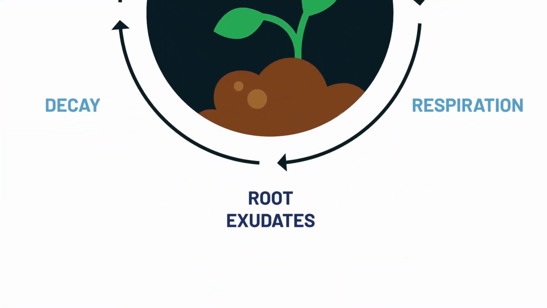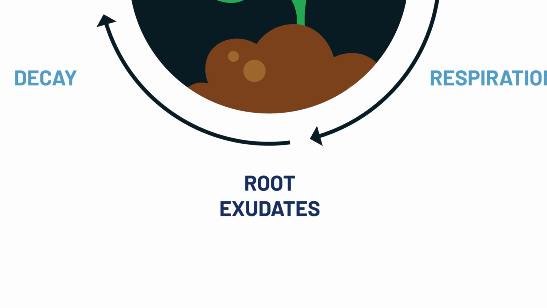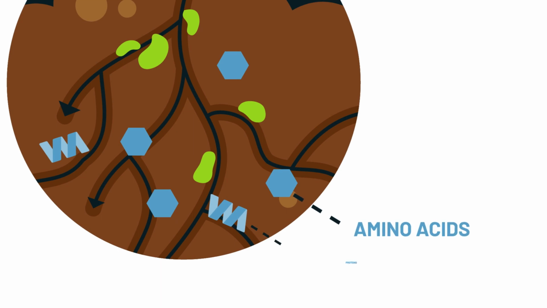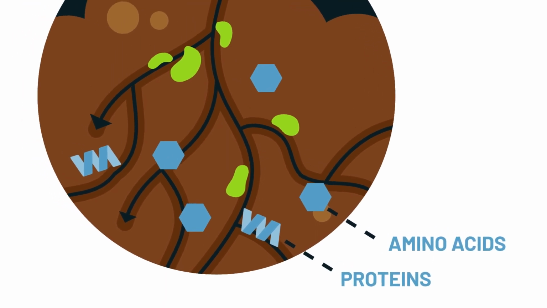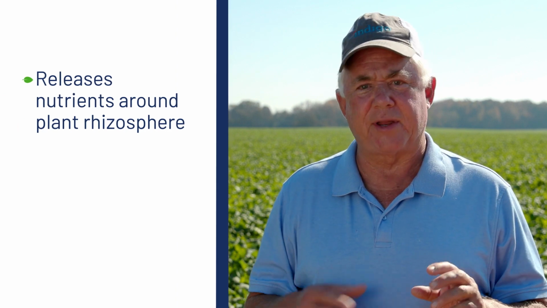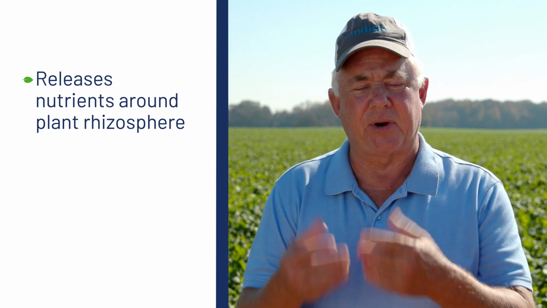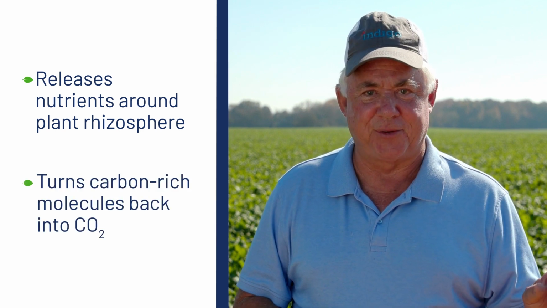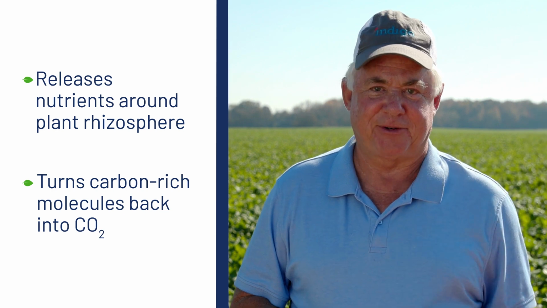Another way that carbon moves through plants and out of plants would be root exudates. So there are little pressures that occur with water in the root that push out these sort of slimy molecules, amino acids, proteins, and so forth. And right around the root surface, bacteria line up, and they're able to digest these simple carbohydrates. What that does is 2 things. It's going to release nutrients right around that plant rhizosphere to be taken back up by the plant, and it's also going to turn that carbon-rich molecule back into CO2, which then goes back into the atmosphere.